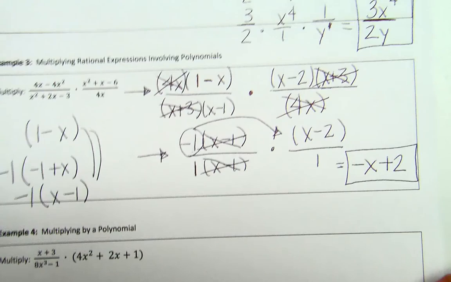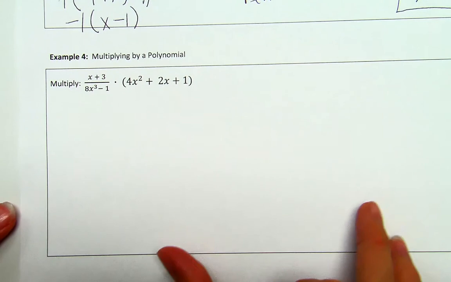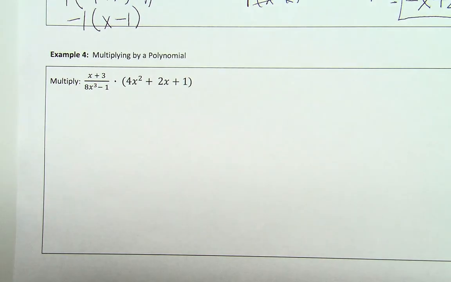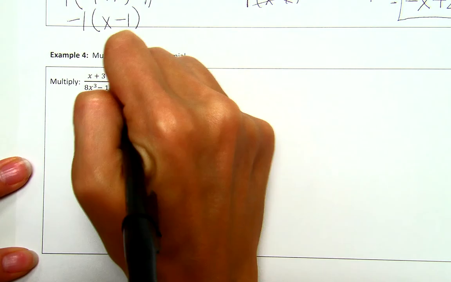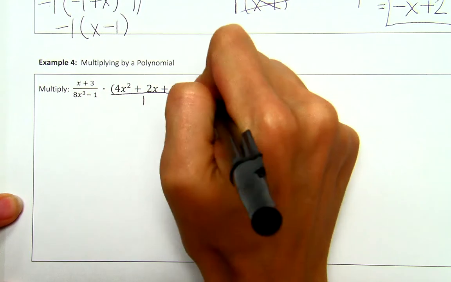Moving on to example 4, multiplying by a polynomial. Example 4 is similar to example 3. The only difference is we have a polynomial here where you don't have a denominator. So in this step, we're actually going to add the over 1 to keep them stacked. Okay? So that's the first thing.